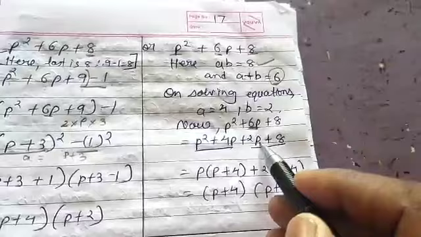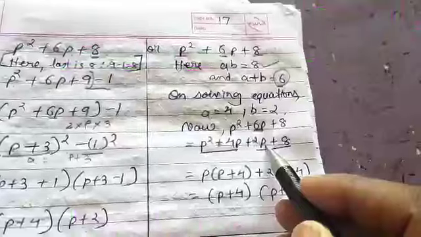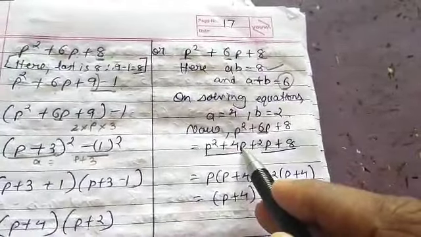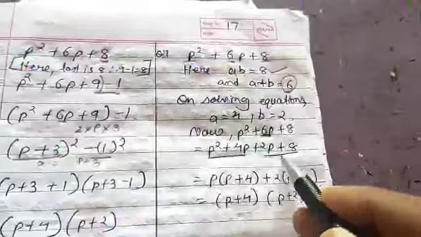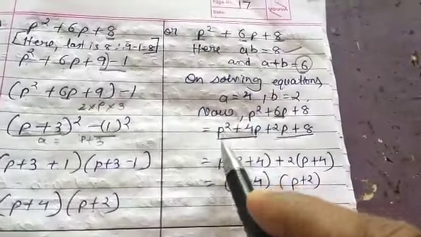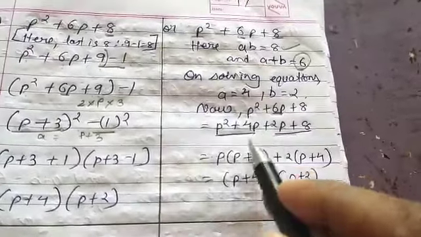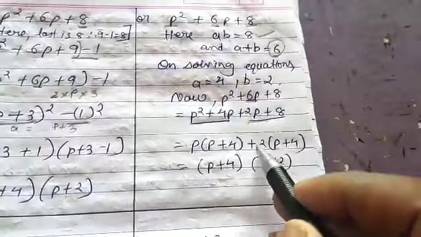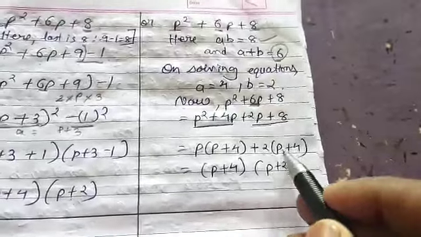P is a common variable, there will be no change in the variable. So we are just splitting this 6P: in place of 6P write down 4P plus 2P, and write down this 8 as it is and divide it into 2 groups. Then take out P as common, and inside the bracket, from P square, if you take out P as common, P will remain, and from 4P, if P is common, 4 will remain. From the second group take 2 as common, so inside the bracket P will remain, and 2 fours are 8, so P plus 4.